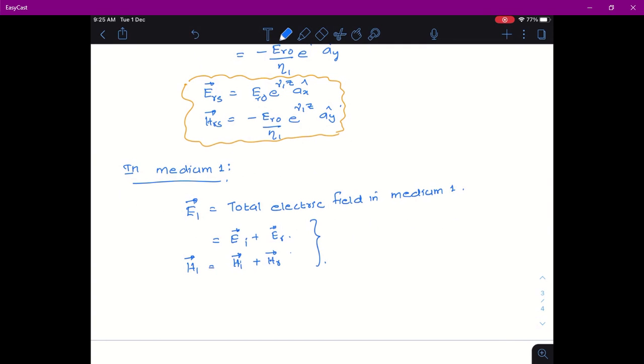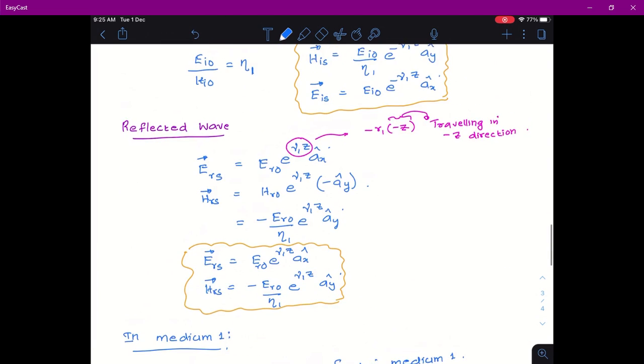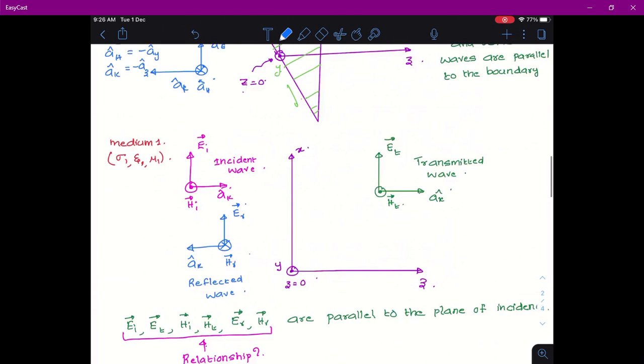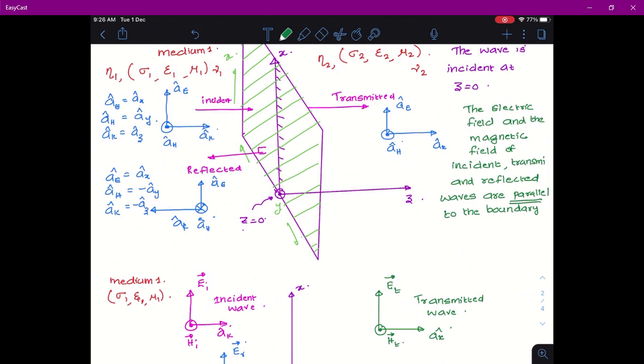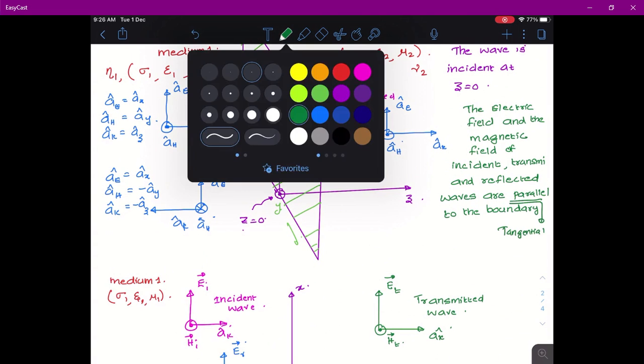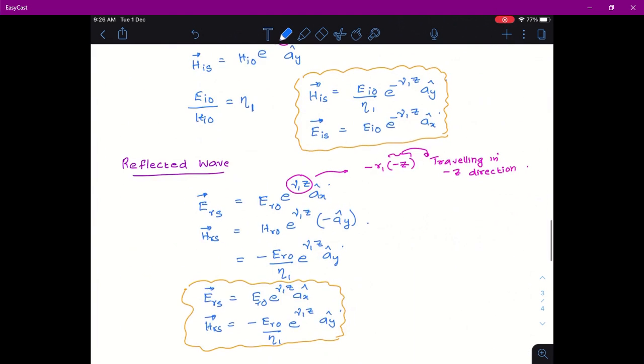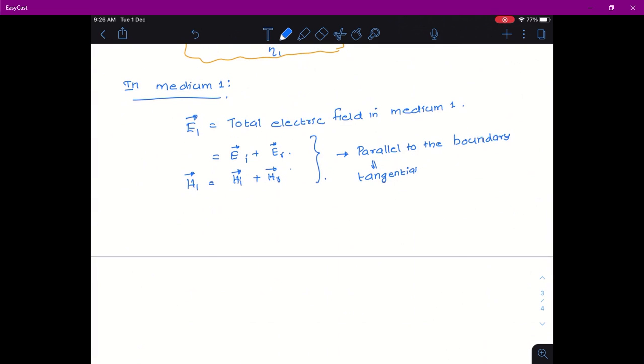And you see both are parallel to the boundary, or in another way, both are tangential to the boundary. So I could have written here that this means it is tangential. Fine. Now let's look at the transmitted wave.